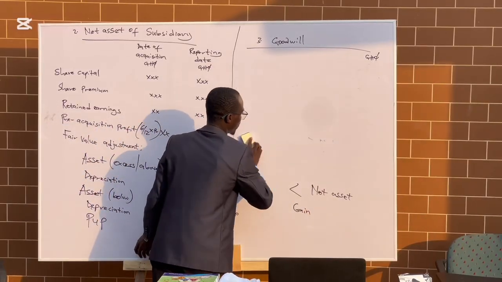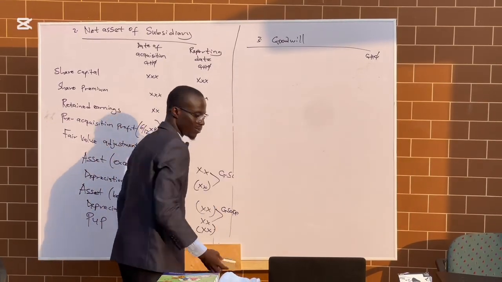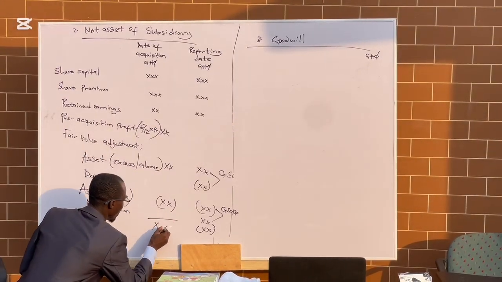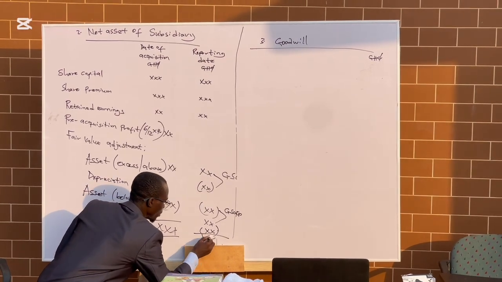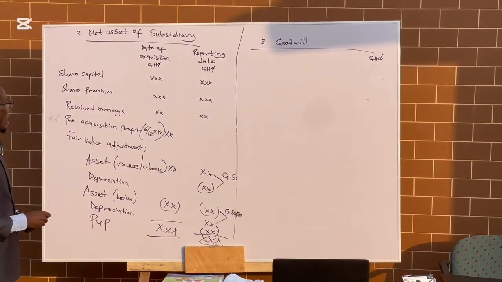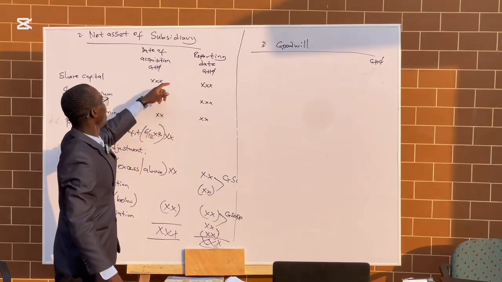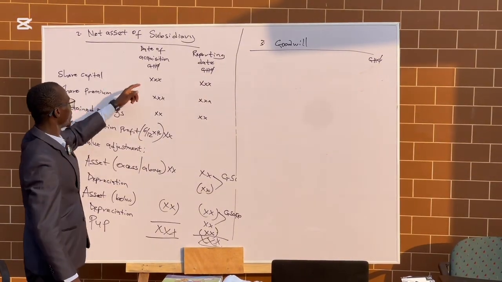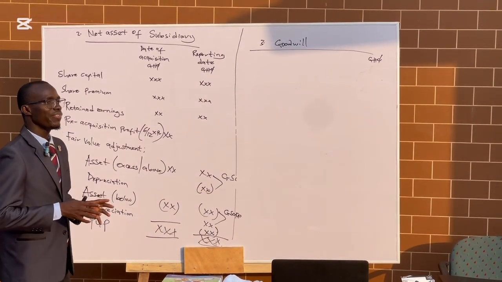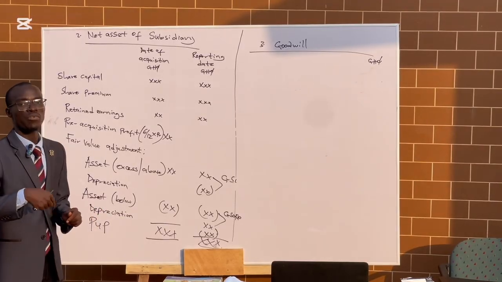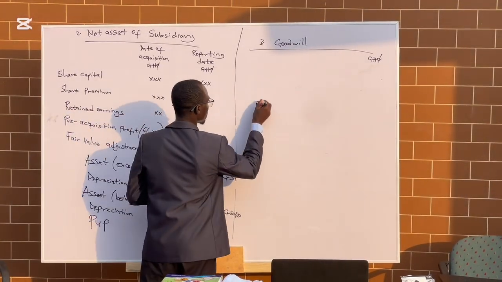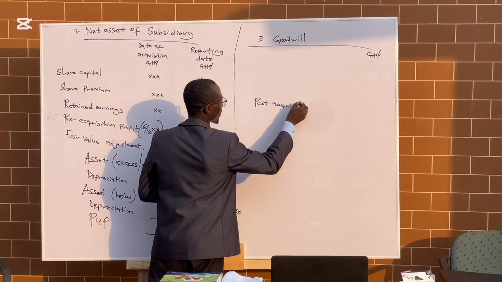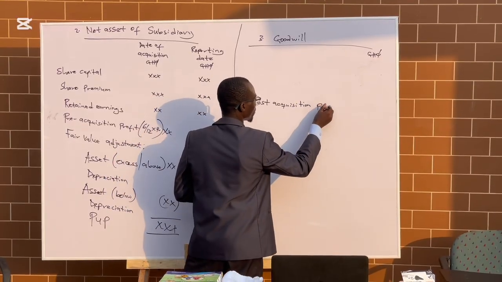Let me conclude on the net asset of the subsidiary so that you get the full concept on it. When you are done, you sum it up to get your total. The difference between the reporting total and the acquisition total, if it is profit or loss, you call it post-acquisition profit or loss.